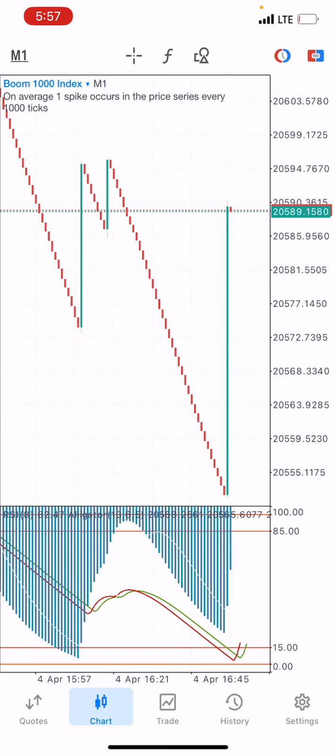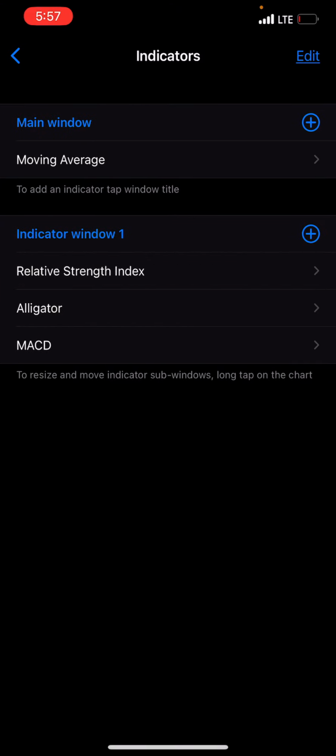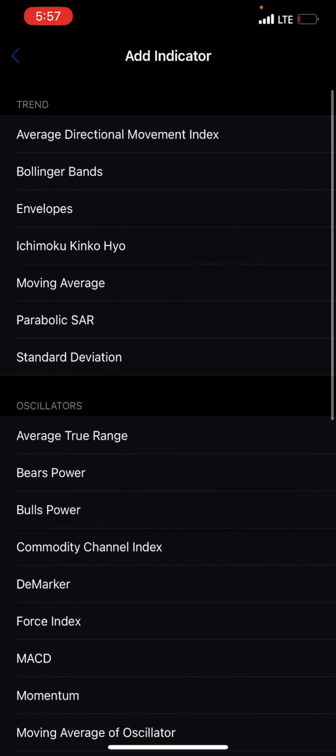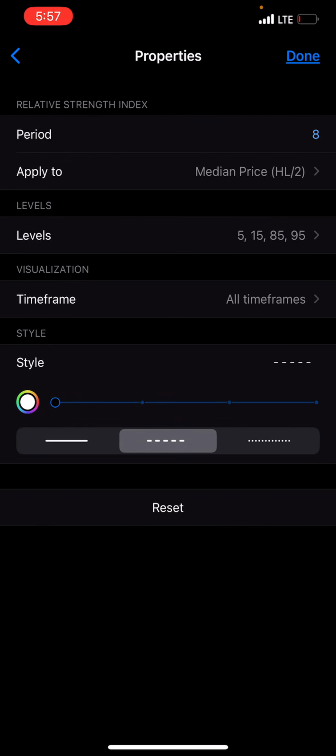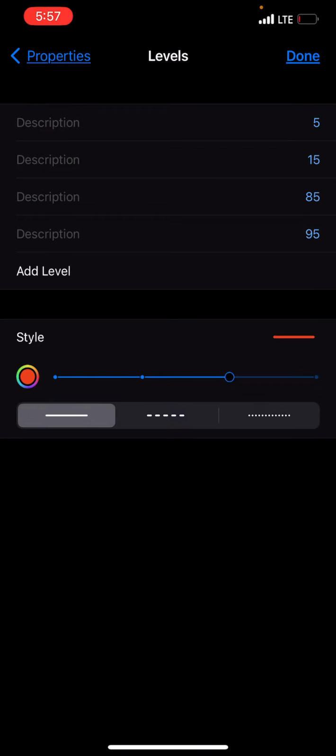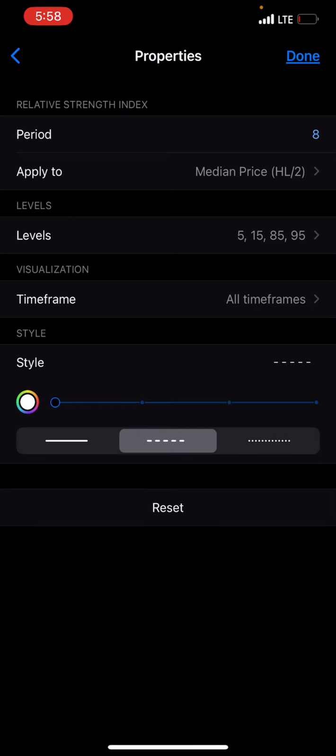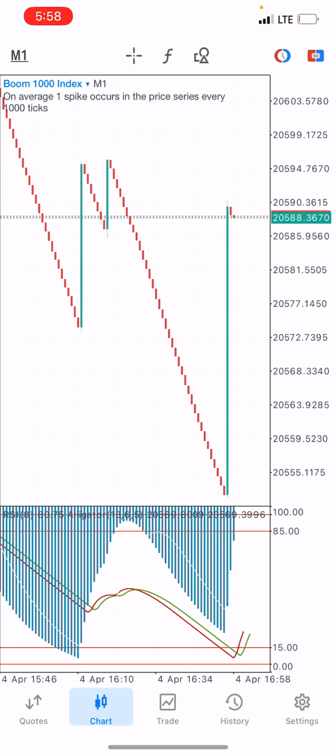Okay, so the settings on indicator window 1, we have the RSI. The period is 8, applied to median price. These are the levels: 5, 15, 85, 95. You click on go back, and under style you're using white and the smallest pixel, so that it will not be obvious and won't be seen on the chart. All right, that's the idea. And you click on done.